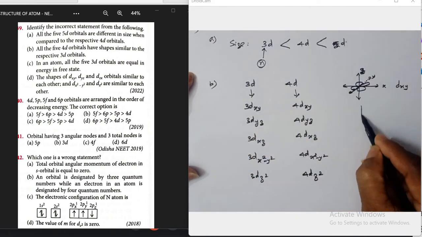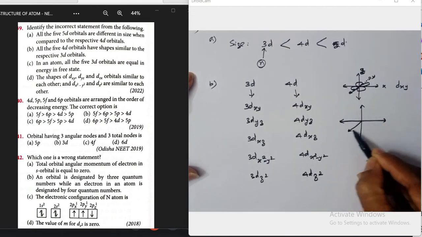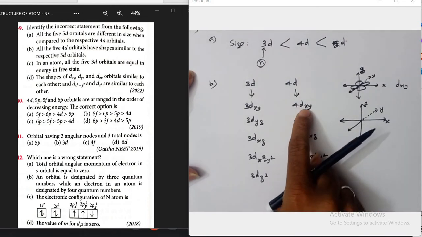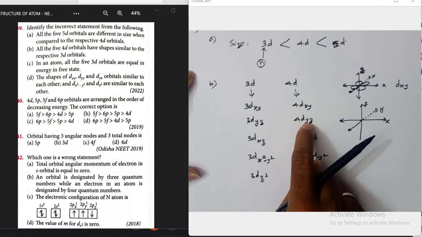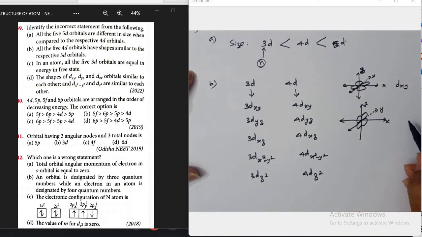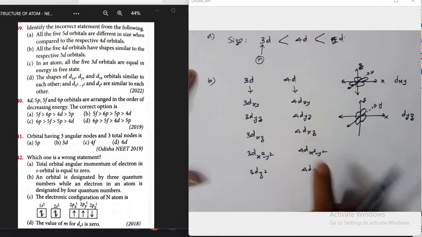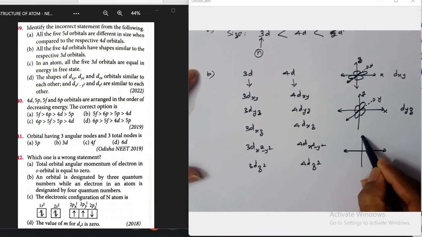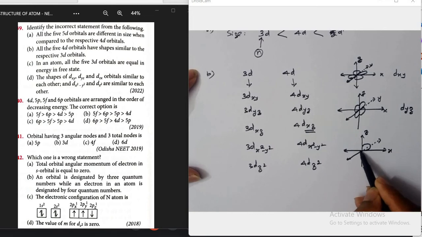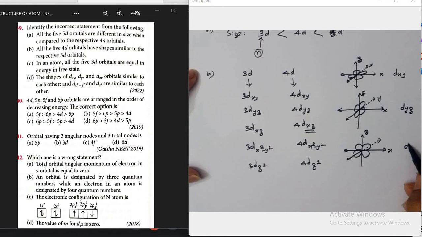Then dyz has lobes. I'm not going to change the axes; fix the axes as such. Now we need to draw the yz orbital, which has 4 lobes. The lobes are present in between y and z. So this is the y axis, this is the z axis, and in between y and z you have to draw. So this is the shape of the dyz orbital. Then dxz. What is the shape of the dxz orbital? This is the x axis, this is the z axis, this is y. For the dxz orbital, the lobes should be in between x and z. So this is the shape of the dxz orbital.